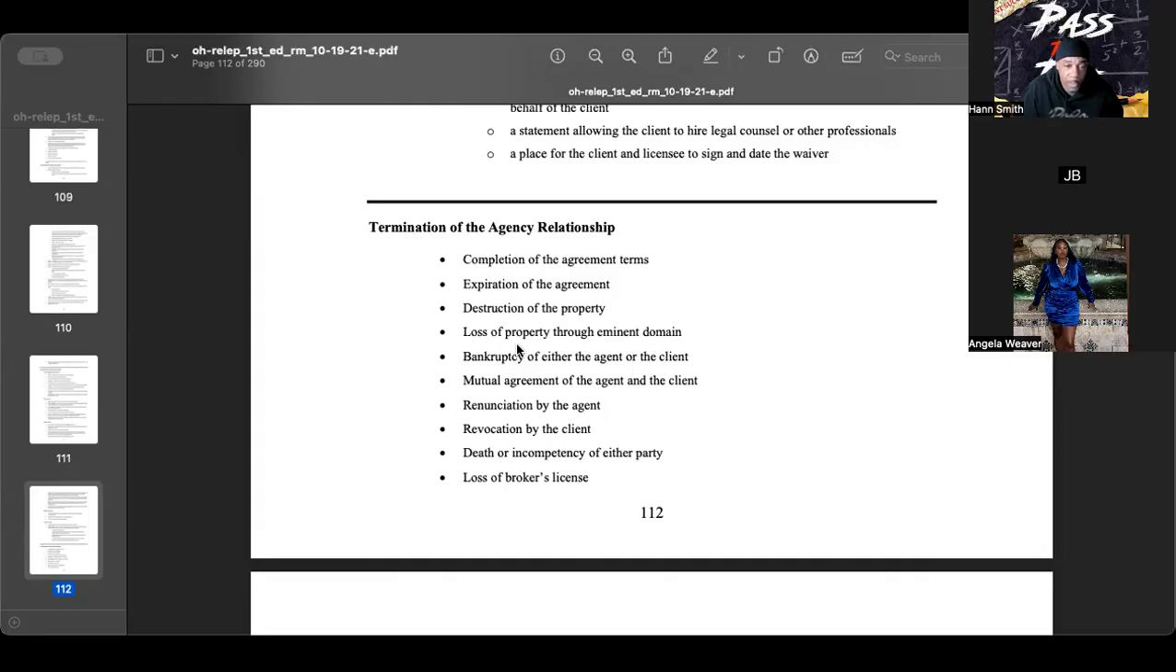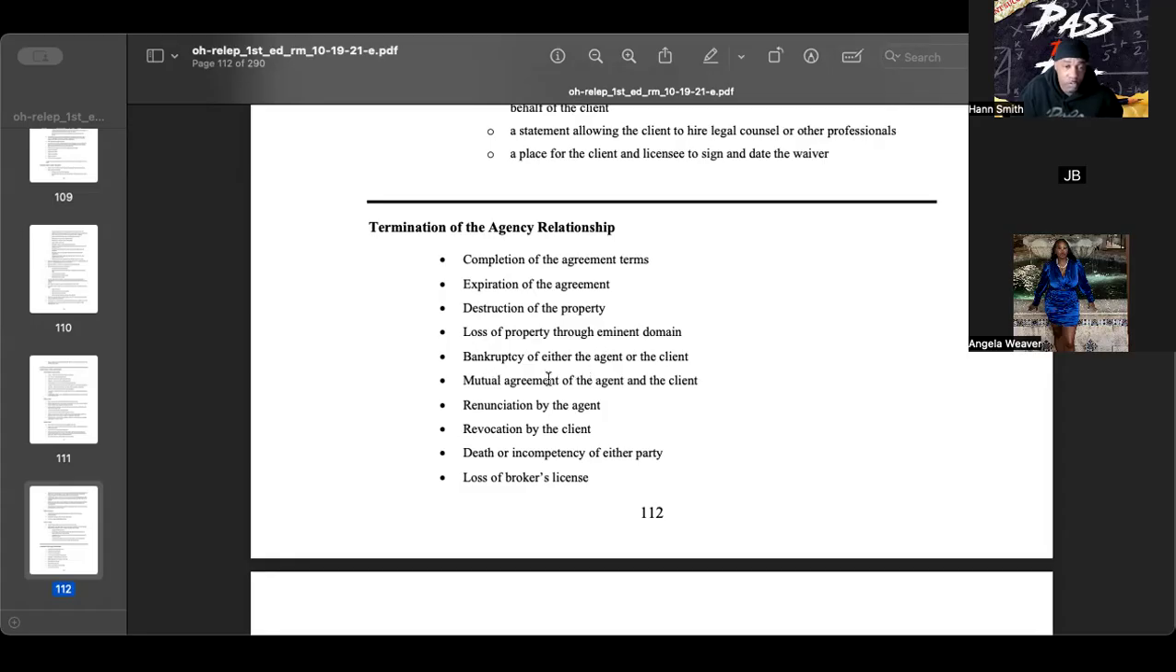All right. But you can terminate an agency relationship if the municipality enacts eminent domain. Bankruptcy of either the agent or the client. Okay, not necessarily the agent, but the broker. If the broker goes bankrupt, that's a wrap. That service agreement terminates, and if the client goes bankrupt, then that's also terminated. The reason I say the broker is because it's still the broker's listing.